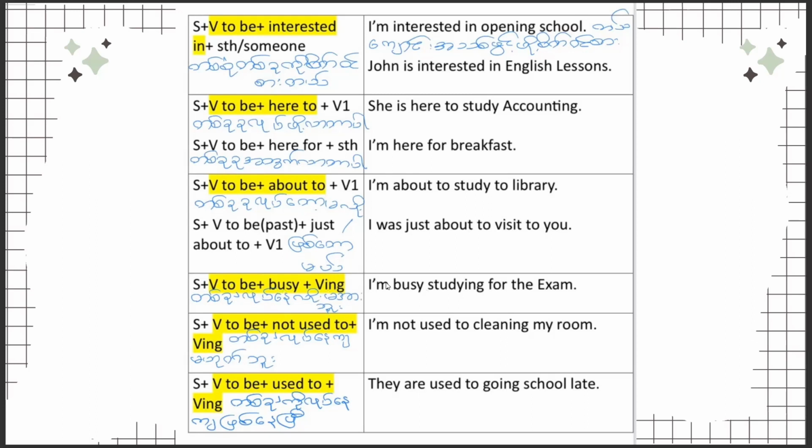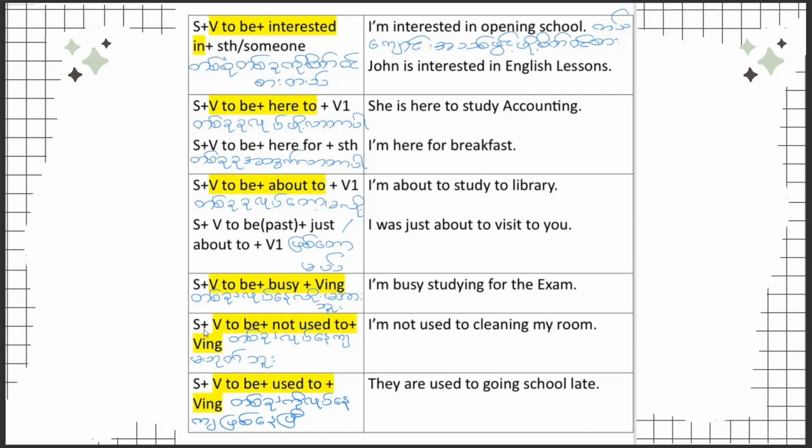So subject plus verb to be plus busy plus verb ing means busy doing something and not yet free. For example, I am busy studying for the exam. So therefore, not free yet, you can say it like that. I am busy studying for the exam. Here is verb ing, so you can add whatever, for example studying, eating, walking, something like that.